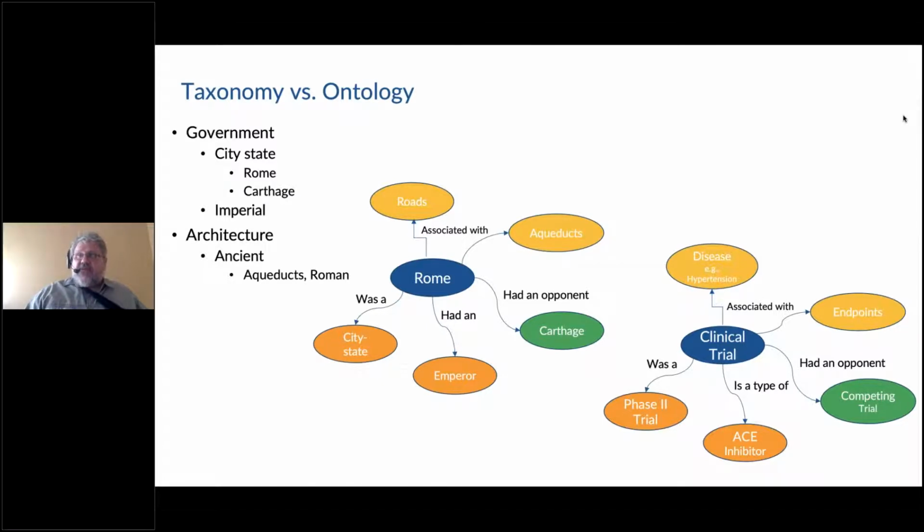It allows you to distinguish between what's truly related to the information you're looking for versus what just happens to have the same keyword. Clinical trial or phase 2 might be a keyword. Next slide, please.